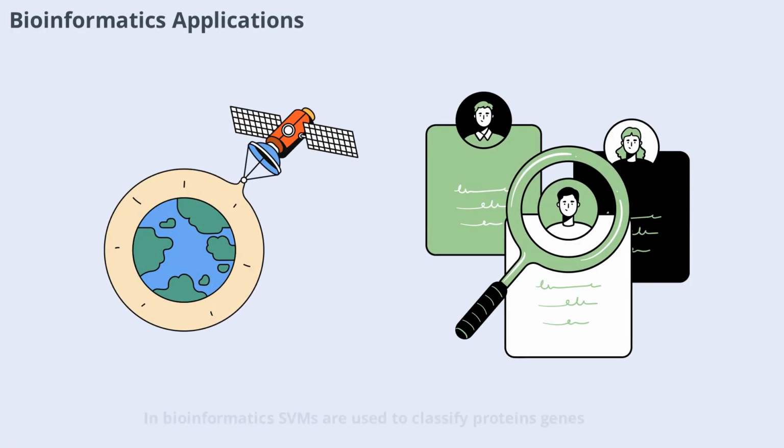In bioinformatics, SVMs are used to classify proteins, genes, and other biological data. Their ability to handle high-dimensional and complex data makes them ideal for tasks like cancer detection, gene expression analysis, and drug discovery. SVMs help researchers make sense of vast amounts of biological information.